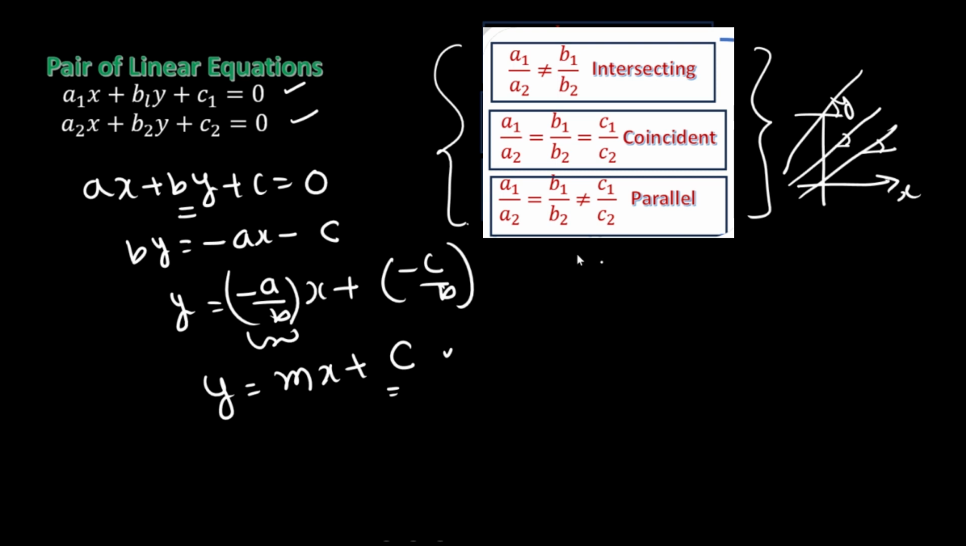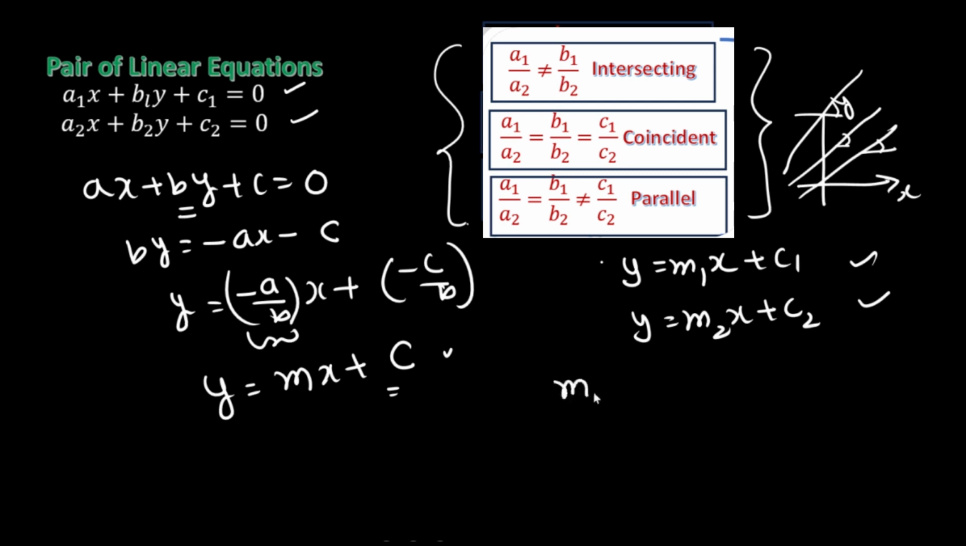That means both lines have the same slope, right? Okay. So if you take this line equation in the form of y is equal to mx plus c in the two different lines, the first line becomes y is equal to m1x plus c1, and the second line equation is y is equal to m2x plus c2. If these two lines are parallel or coincident, the first condition that must be satisfied is m1 equal to m2. That means both lines have the same angle or same slope, right?